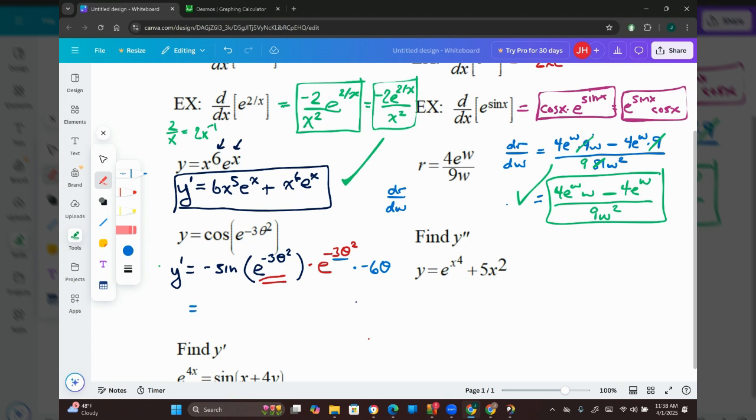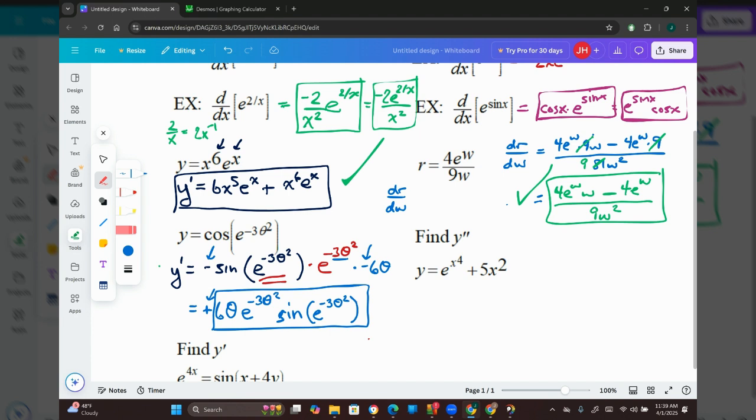So if I write this all out, I've got negative 6 theta times that e to the negative 3 theta squared times sine of e to the negative 3 theta squared. And here's the thing, I have a negative there, which I already wrote, but there's also a negative here, so those negatives would cancel and make this a positive. There is my derivative using a chain rule.